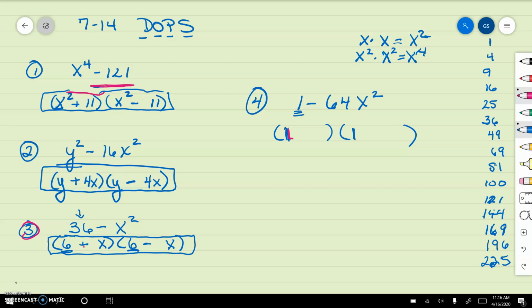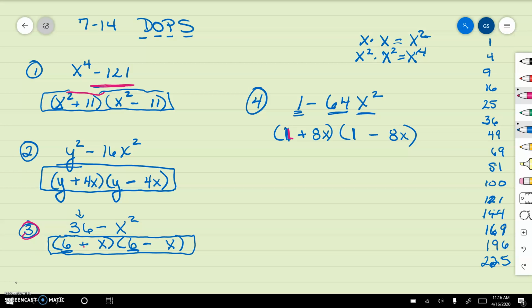Now the back end here is going to be the square root of 64, which is 8. Leave some room though, because we also have this x squared attached to it. Square root of x squared is x. And then we're going to put a plus and a minus because positive 8x times negative 8x equals negative 64x squared. That's all I have for you today.